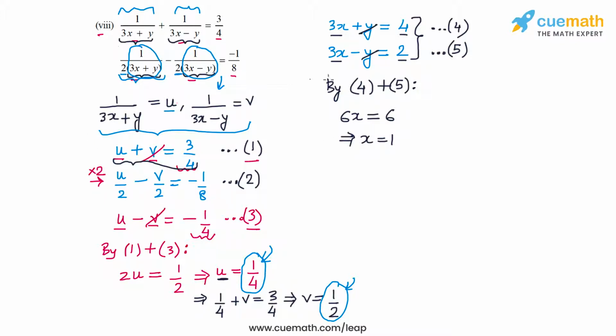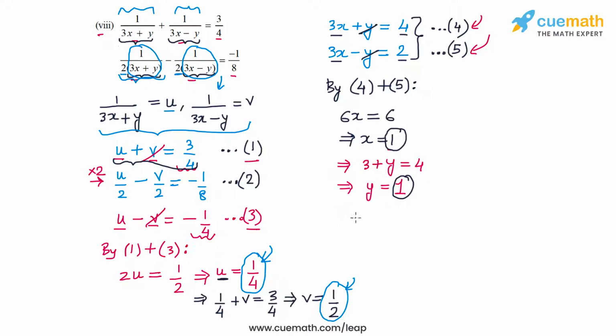Now I can substitute this value of x into any of these two equations. Let's substitute this into the fourth equation. So we get 3x plus y, or 3 plus y is equal to 4, and this means that y is equal to 4 minus 3 or 1. So the final answer we get is that x is equal to 1 and y is equal to 1. Let's verify if this makes sense.